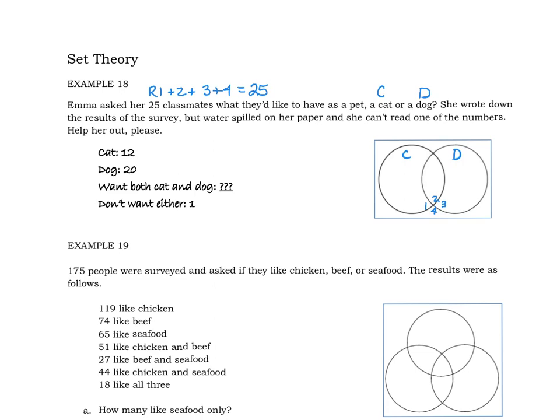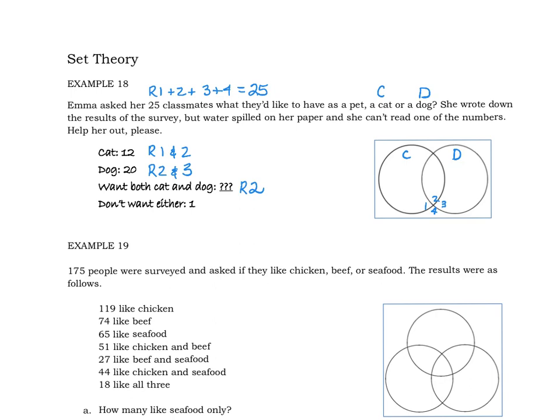So 12 people said that they wanted a cat. That's going to be region 1 and 2. 20 people said they wanted a dog. Well, that's regions 2 and 3. So right now we can't put just a 12 down anywhere or a 20 down anywhere. Want both a cat and a dog? Well, that's region 2. And we don't know what that is, so we need to figure it out.